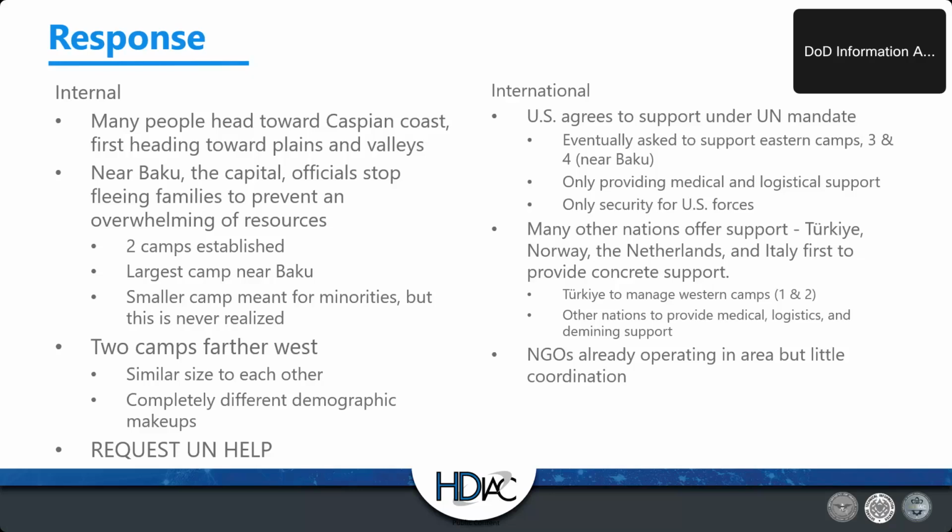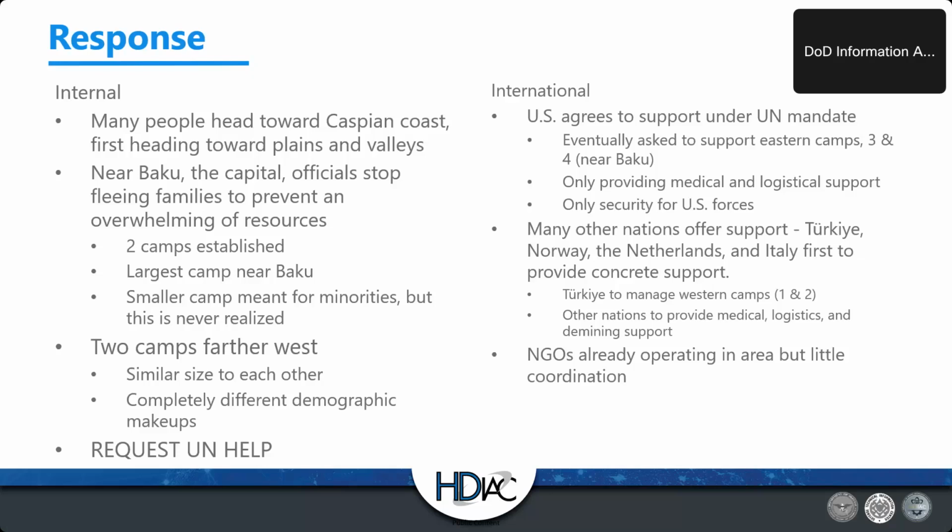So the U.S. comes in, they're asked to support the eastern camps, which is camps 3 and 4 on the map, which are near Baku, and they're only going to provide medical and logistical support. And the only security that the U.S. is going to provide is for their own forces. So other nations offer support: Turkey, Norway, the Netherlands, and Italy, but they go out to camps 1 and 2. And they'll provide medical, logistics, and some demining support around the country.